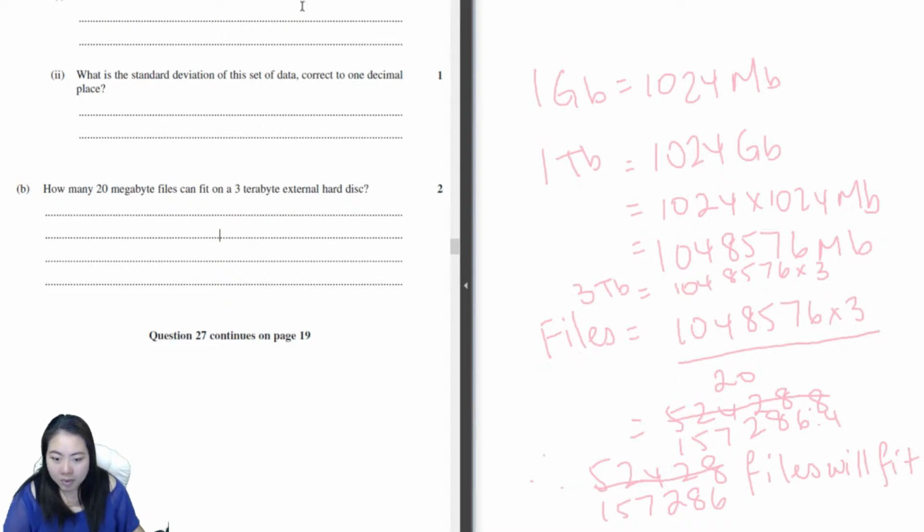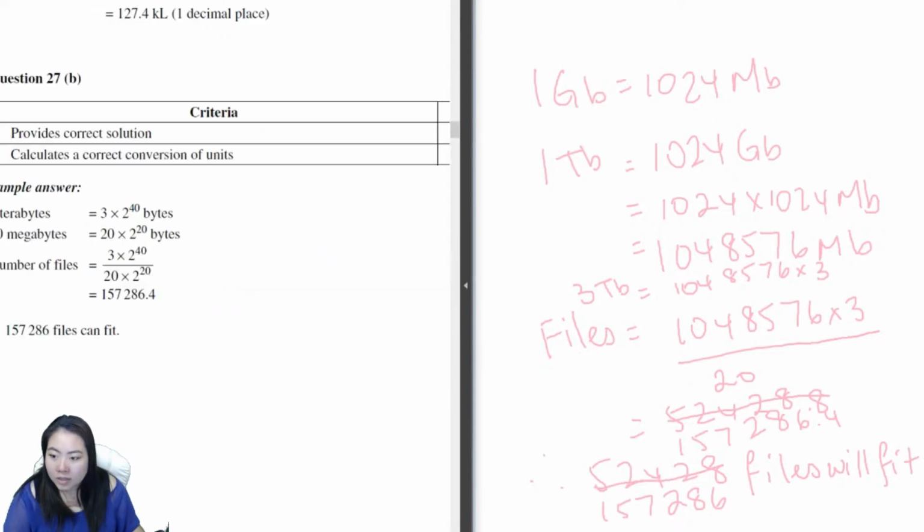Alright, I'm happy with this. Let's check the answers. 157,286 files can fit. Excellent. I'm happy about that. Almost made a mistake.